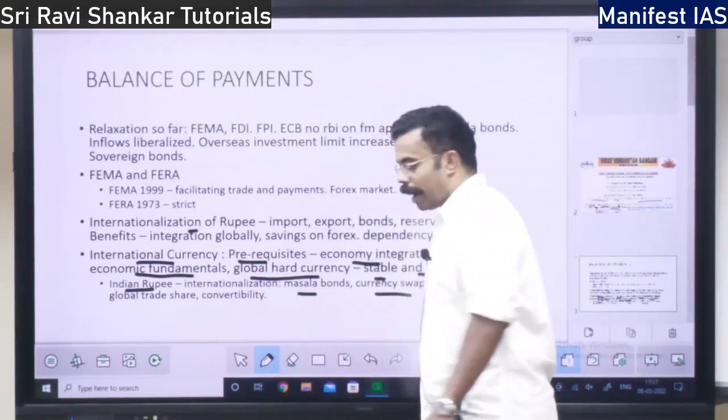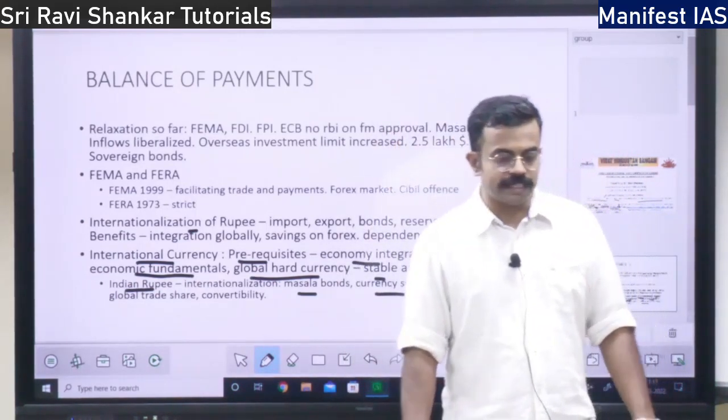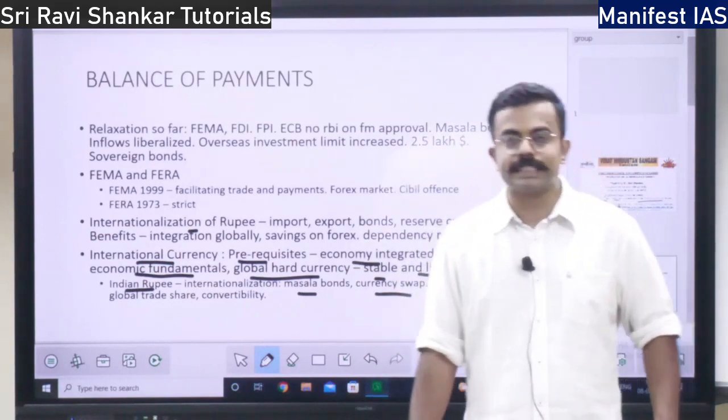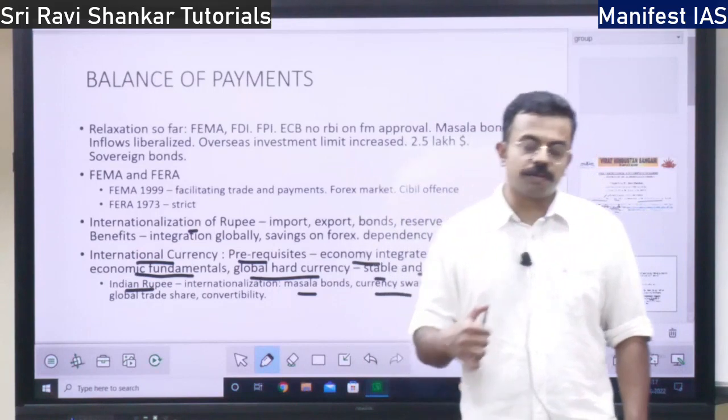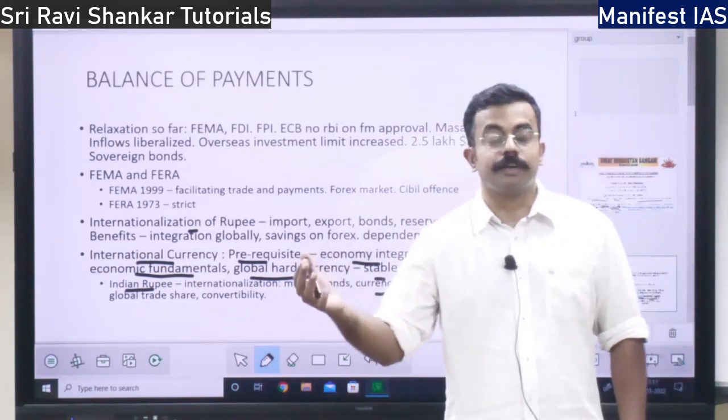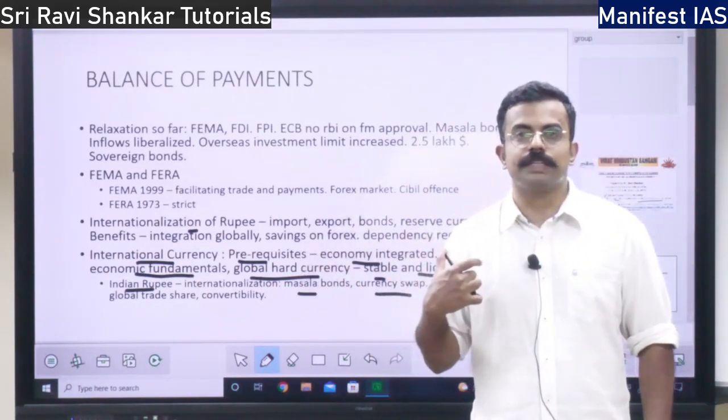Then currency swap. There is a concept of currency swap. It is very, very important. What is currency swap? It means, for example, we have a currency swap agreement with Japan.